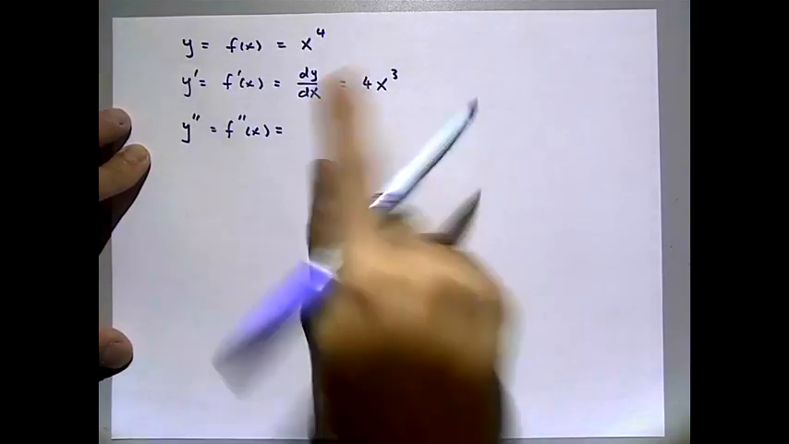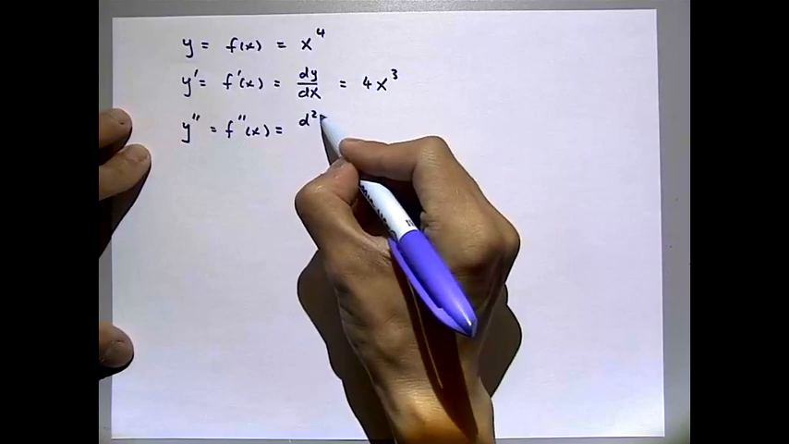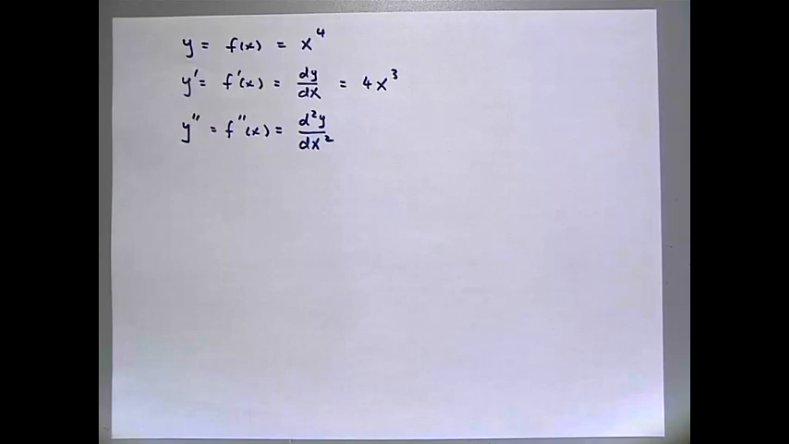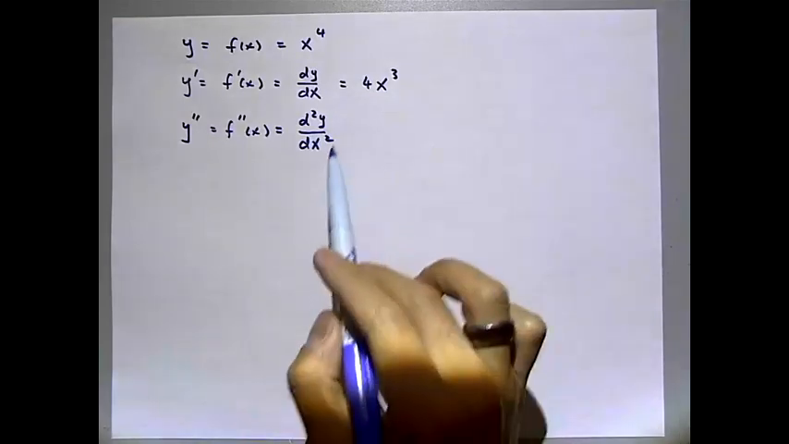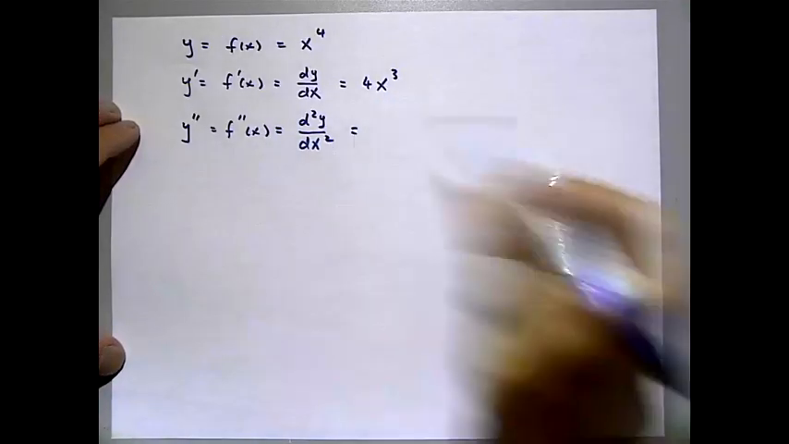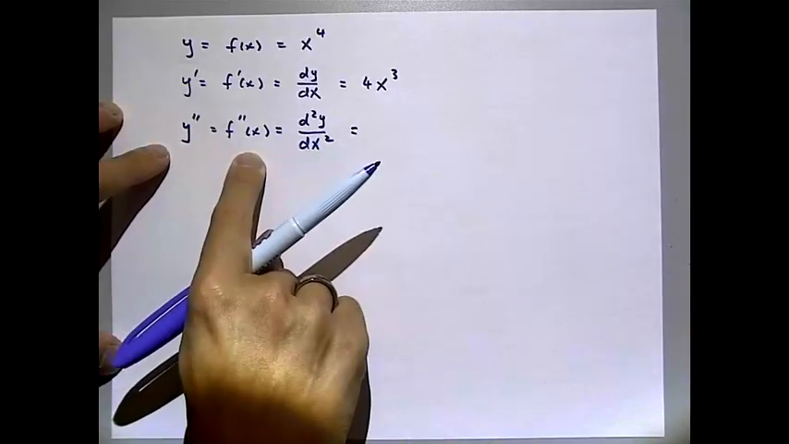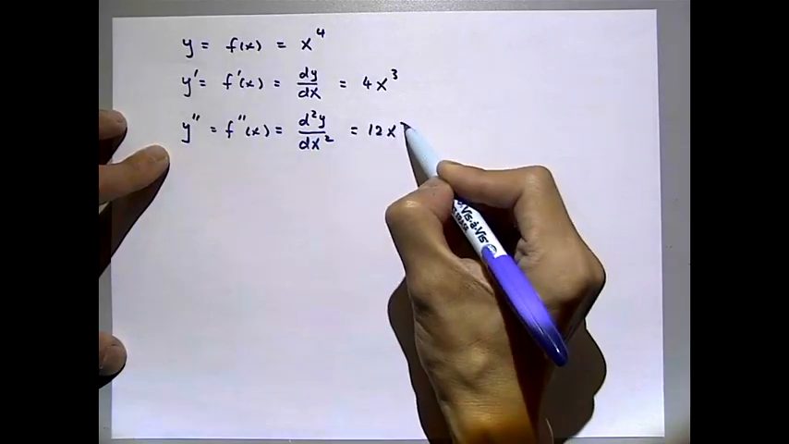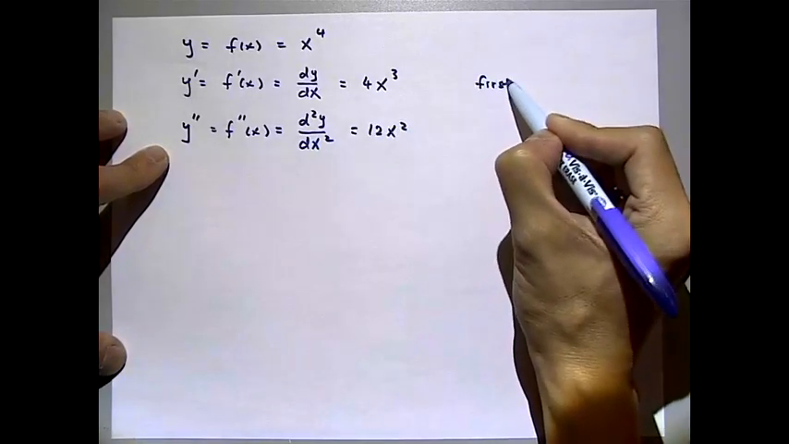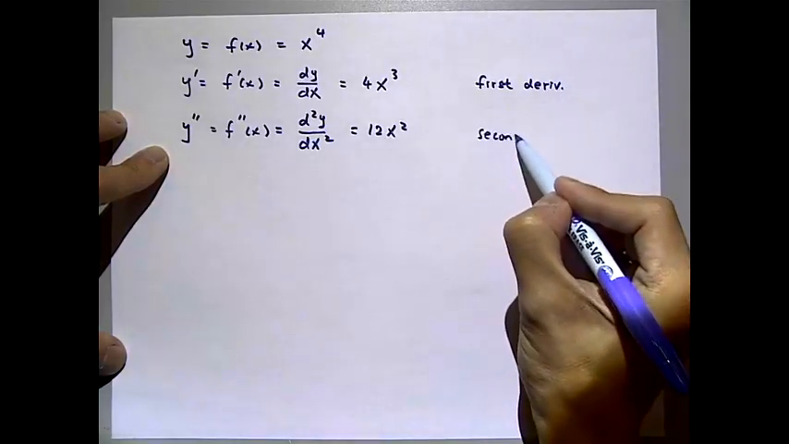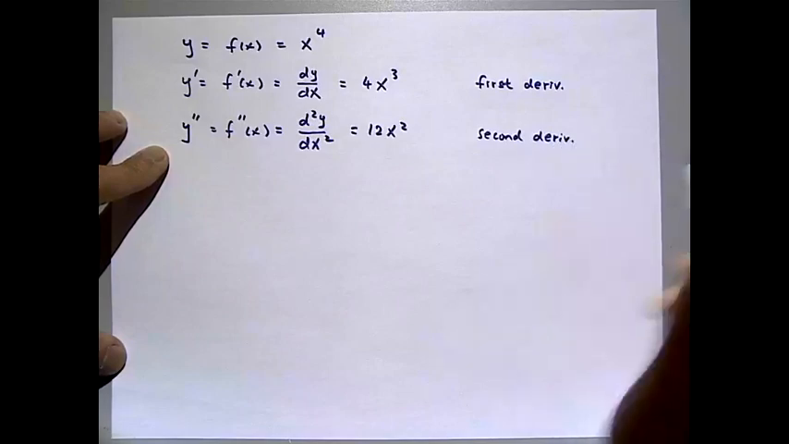The Leibniz notation looks a little weird. To indicate the second derivative, we put a square on the d on the top, and we put a square on the x downstairs. So it's a very strange looking thing, but that's just the way it is. It means the same thing as y double prime or f double prime. So this would be 12x squared. The first time you take the derivative, we call that the first derivative. The second time you take a derivative, we call that the second derivative.